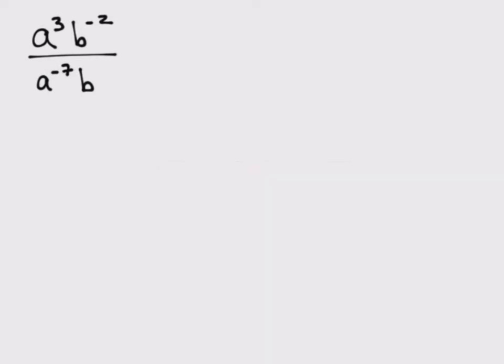All right, we're going to discuss three ways to go about simplifying this. The first is going right by the properties. Let's concentrate on the a's first. A to the third over a to the negative 7th. If we subtract those exponents, 3 minus negative 7 is 10, so we should have a to the 10th as part of our answer. And the b's, b to the negative second over b to the first.